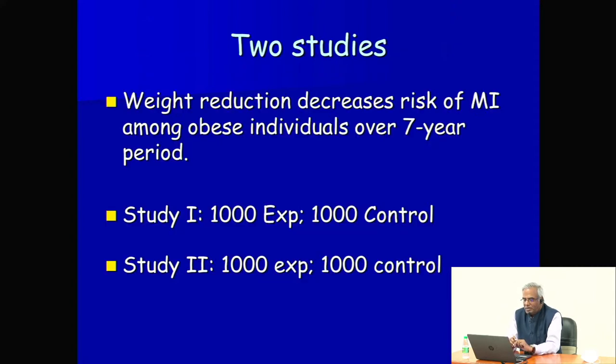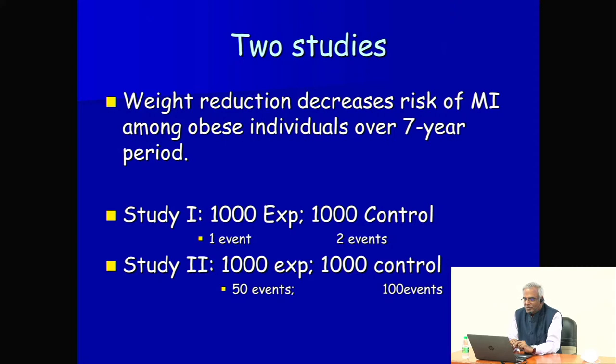But let us take two studies on weight reduction. This was the hypothesis: weight reduction decreases the risk of MI among obese individuals over a seven-year period. Study 1 had 1,000 experimental, 1,000 control. Study 2 also had 1,000 experimental, 1,000 control. Superficially, it will appear as if both studies in the meta-analysis should get the same weightage. But if you look at the events, the number of events in study 1 is only 1 in experimental, 2 in control. Whereas in study 2, it is 15 in experimental and 100 in control.